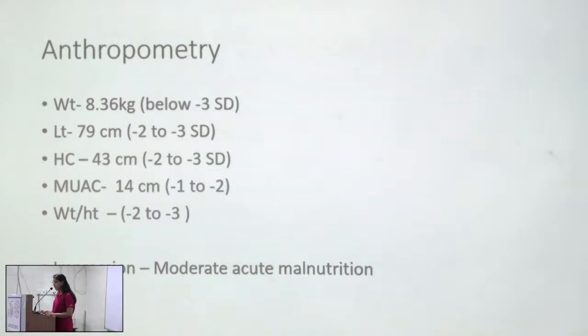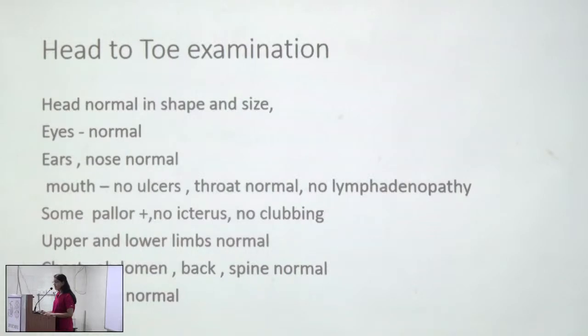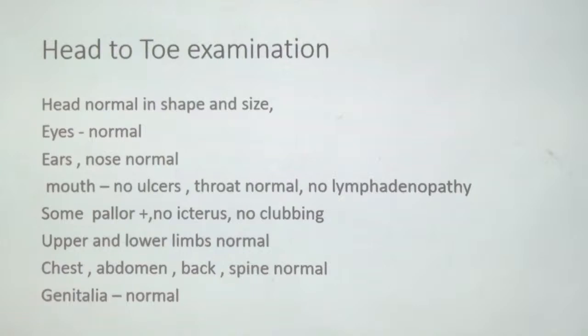Anthropometry wise, the child falls in the moderate acute malnutrition category, with weight being 8.36, below -3 standard deviation, and weight for height between -2 to -3 standard deviation. Head to toe examination: head normal in size and shape, eyes, ears, nose normal, oral examination normal, no ulcers, throat also normal, no lymphadenopathy. Some pallor is present, no icterus, no clubbing. Upper and lower limbs were normal, chest, abdomen, back and spine also normal, genitalia normal.